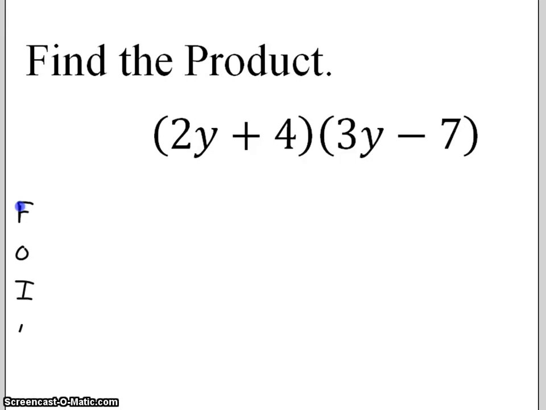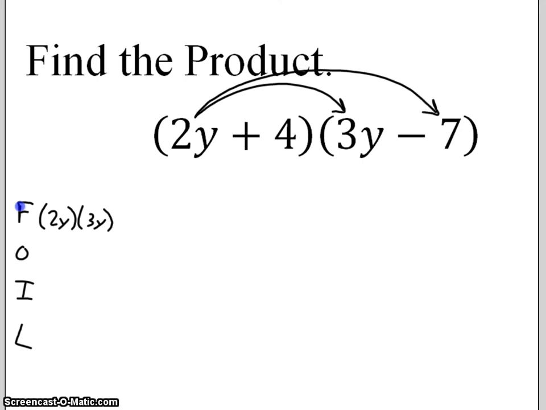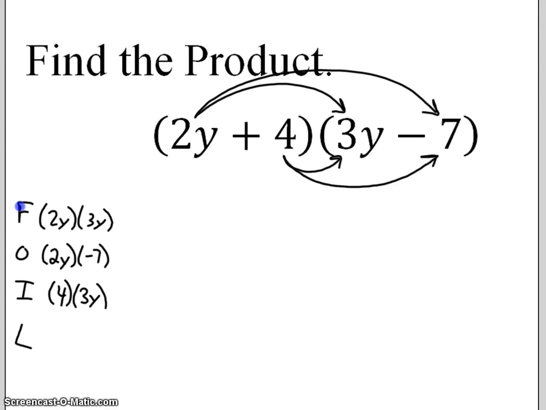in a lot of math classes you hear this thing called FOIL. And FOIL is really just the product of the first terms in each binomial. The 2y times the 3y. And the O stands for outer, so it's the product of the outer terms. So see how these ones are on the outside? 2y times negative 7. But isn't this looking just like distributive property? It is. It's the same thing. Now the inner is like the two inner terms, the ones on the inside. The 4 times the 3y. And then the last is multiplying the last terms of each binomial, the 4 times the negative 7.